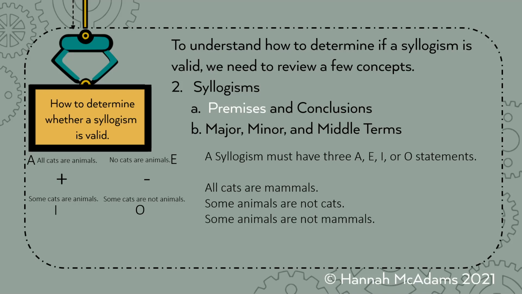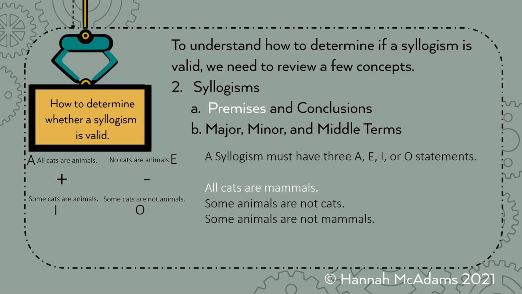So let's talk about premises. This is called the major premise, and it can be an A statement, an E statement, an I statement, or an O statement. It can be true or it can be false.